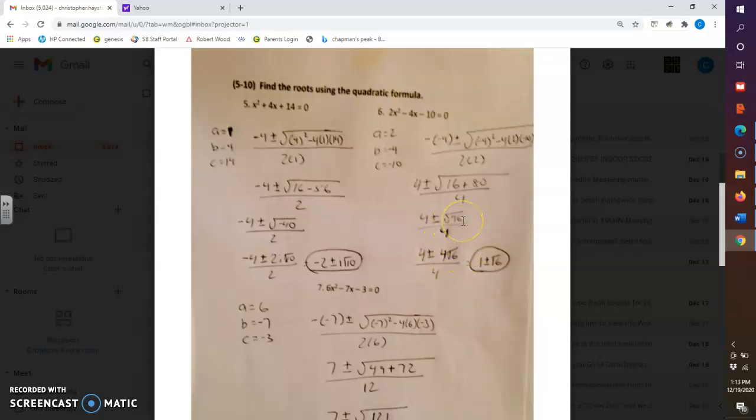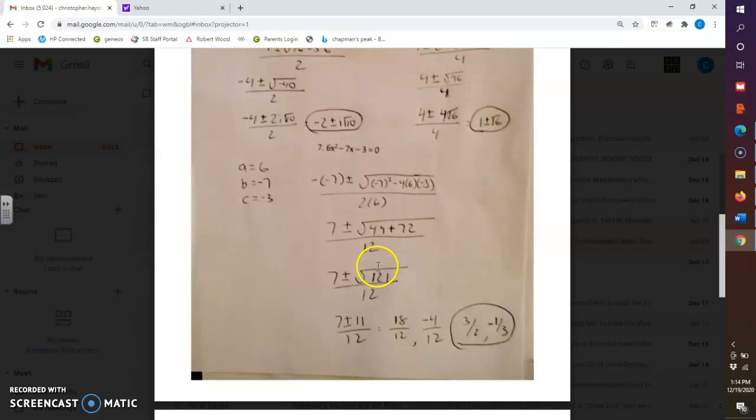You have to go through the simplification. 4 plus or minus 4 root 6 over 4, and then 4 under both terms. 4 over 4 is 1. 4 root 6 over 4 is root 6. My answer is 1 plus or minus root 6.